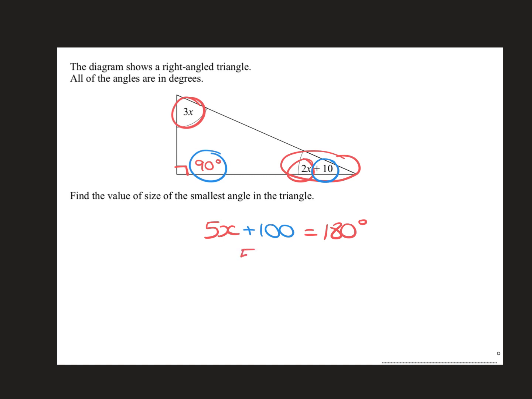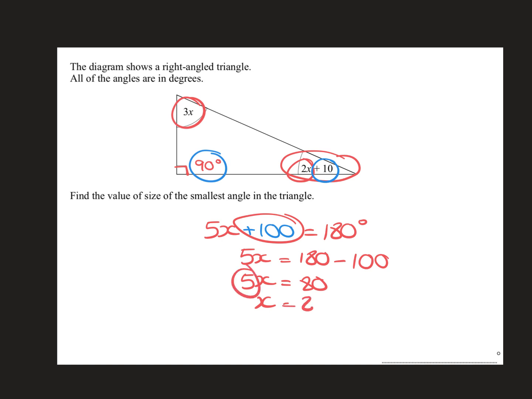So leave our 5x there, and we're going to bring that plus 100 over to the other side, so 180, and we're going to minus 100, because when you change side, you change sign. So that means that 5x is equal to, well, 180, take away 100 leaves you with 80. And then in order to find x, we're going to take the multiply by 5 to the other side and make it divide by 5. So it's going to be 80 divided by 5, which means that x is equal to, well, 80 divided by 5 is 16. So x is equal to 16.